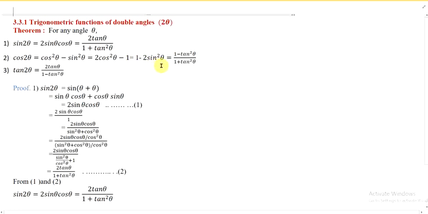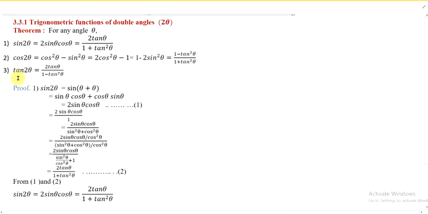Isn't it? Now here, this cos 2 theta can be expressed, like sine of 2 theta, in terms of tan theta as 1 minus tan square theta upon 1 plus tan square theta. Okay? So here, we can prove this result also. And it is also too simple to remember.